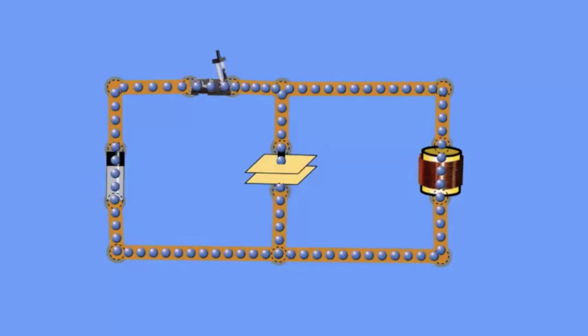Now let's shift to an LC circuit. So I have a battery, a switch, in the center panel or the center wire I have a capacitor, and in the right hand wire I have an inductor.